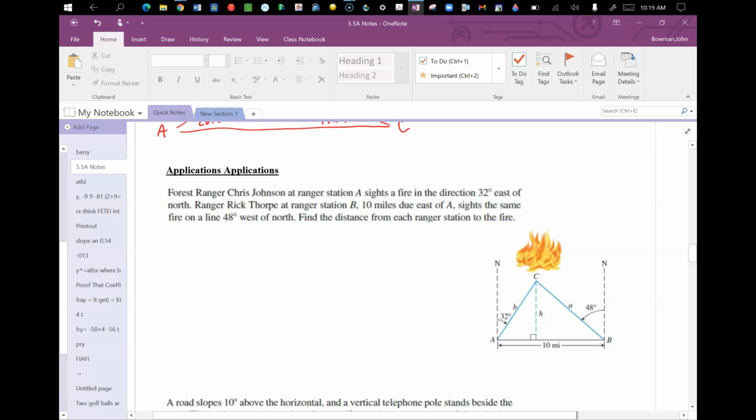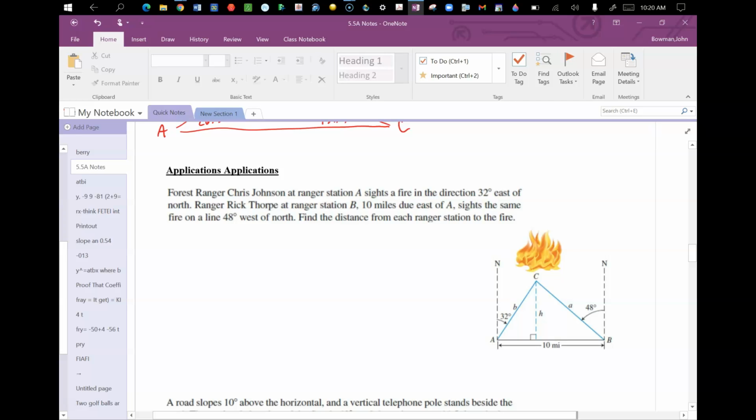So the last thing I want to do here is use the law of sines for an application problem. So here's the situation. Forest Ranger Chris Johnson at Ranger Station A, lower left of our triangle, sights a fire in a direction of 32 degrees east of north. So what that means is if you look straight north and then you rotate to the east 32 degrees, that's the direction of the fire.